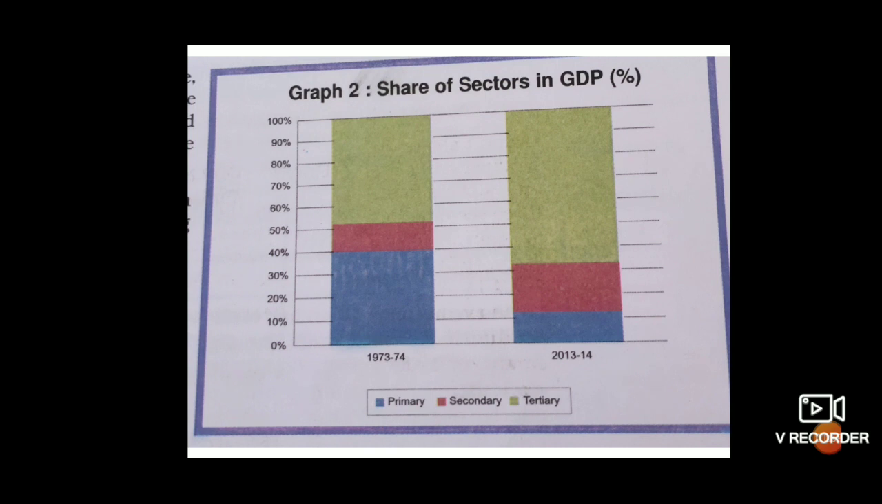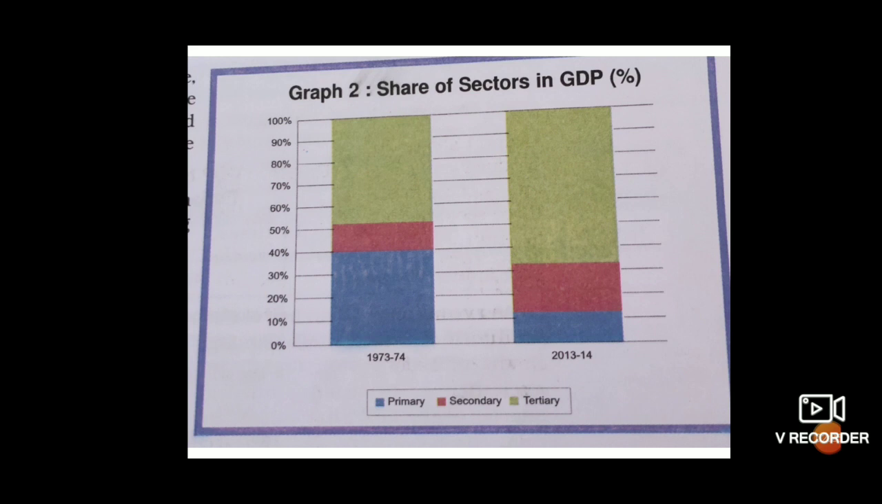Coming to the next graph, because today I want to explain the graph diagrams. Coming to the second diagram, if you see here 73 and 74, you observe the share of sectors in the GDP. So what does it represent? The percentage share of the three sectors in GDP. Now you can directly see the changing importance of the sectors over the 40 years.